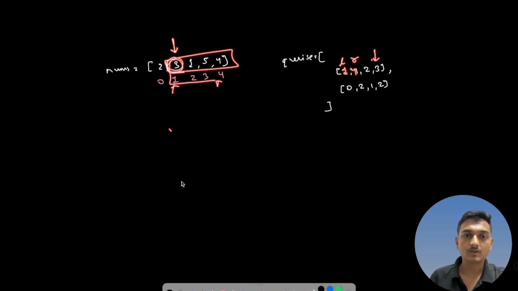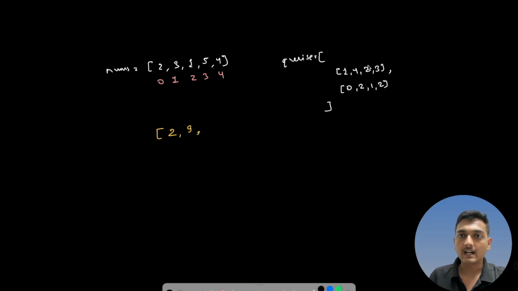After modification, my array will become something like this. After the first operation, 3 times 3 is 9. My array will look like this, and I need to jump by 2. So I will start from here, jump 2, then jump by 2 again. Like this, I will be working.